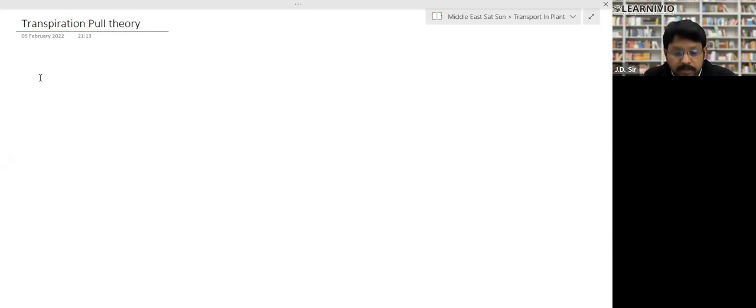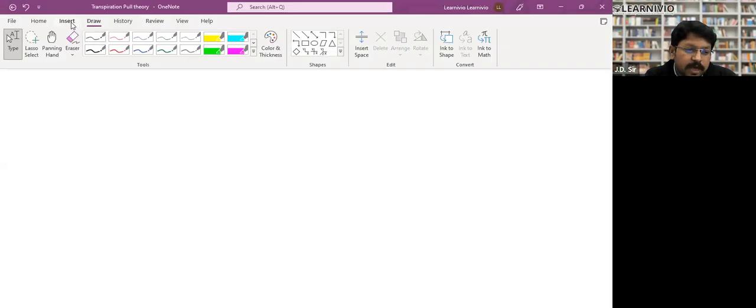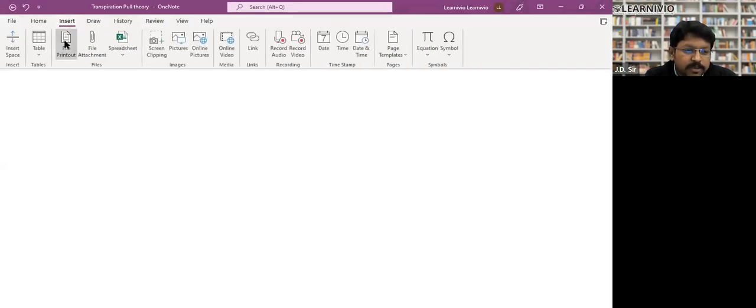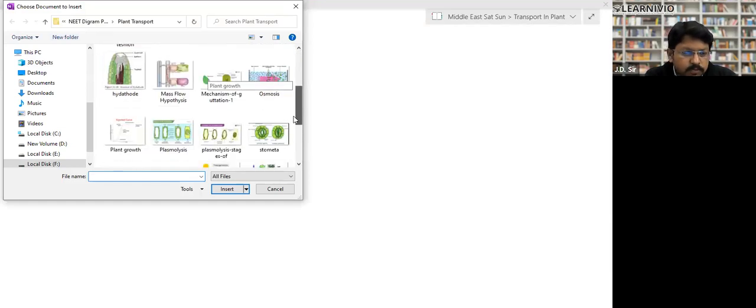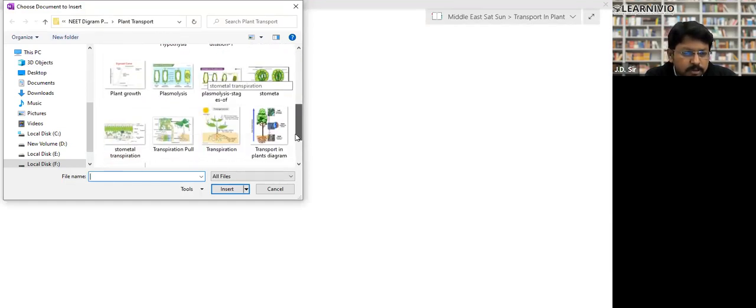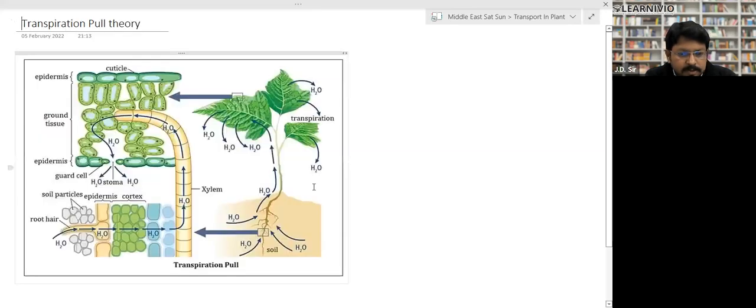So the apex part also gets the water. The transpiration pull theory is sufficient to explain how the water reaches the highest part of the plant. So let's discuss the transpiration pull theory. Let me explain what the theory is and how it works. Right, transpiration pull.